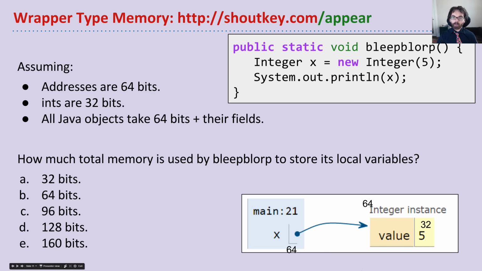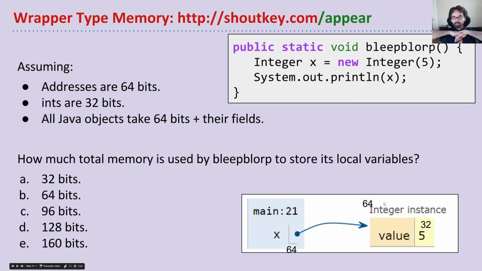So in this case, the total amount of memory that it takes is, well, let's think about it. bleep_blorp has a variable called x. It is an Integer. So this box right here is, as annotated, 64 bits. It's an address, effectively, or a reference to something. Then here we have an object that was created. And that object has a single field, which is the one we just saw in the source code, that private final int called value. That's 32 bits. We know that's a 32-bit box.